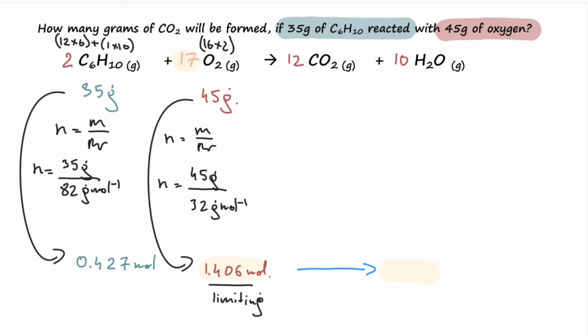But you know that when you spend 17 molecules of oxygen, you produce 12 molecules of the carbon dioxide. Again, the simple proportion is here. 17, it's 12. 1.406 will be x. So x will be equal to 1.406 multiplied by 12 divided by 17. So the number of the mole will be equal to 0.993 mole of carbon dioxide.